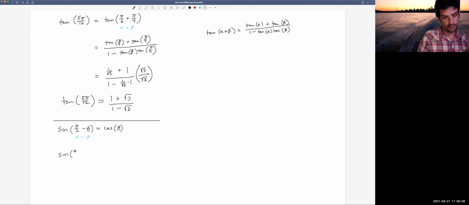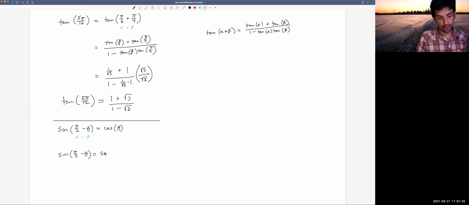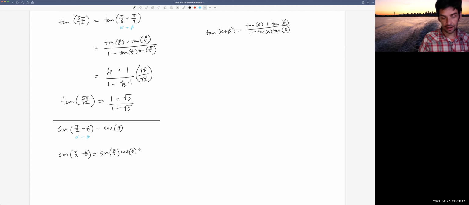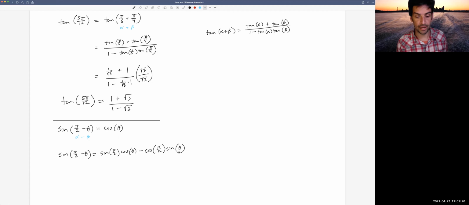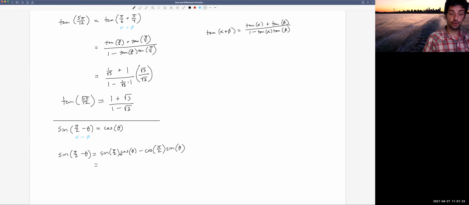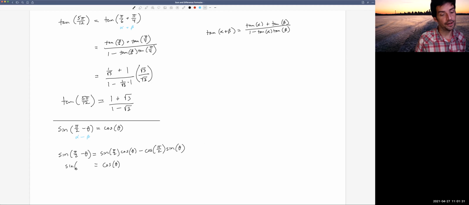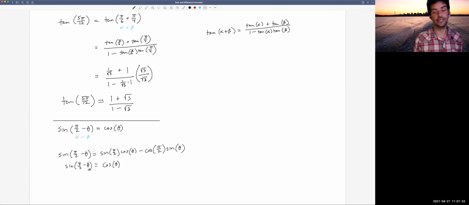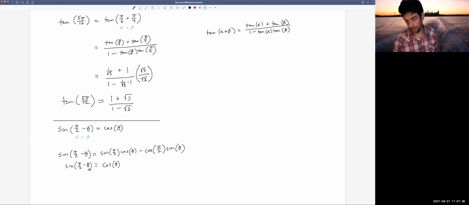We know that sine of pi over 2 minus theta, sine of alpha minus beta, was sine of alpha, this is our difference formula, times cosine of beta, theta is our beta in this case, and then we have minus cosine of alpha, sine of beta. Well, sine of pi over 2 is 1, so this is a 1, and we've got cosine of theta. Cosine of pi over 2 is 0, so that whole term disappears, and there we see our cofunction identity show up using the sum and difference identity.